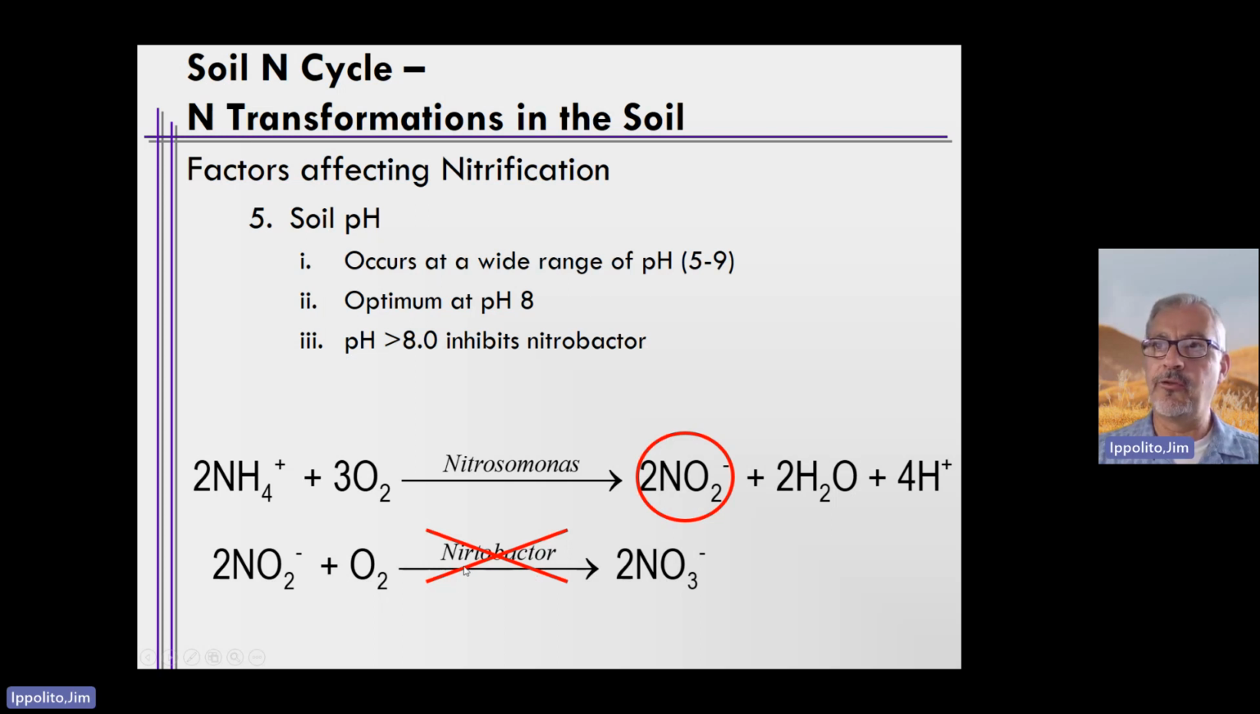Now, this X is a little extreme. Nitrobacter will be present, and it will convert nitrite to nitrate. The reaction rate, though, may be lessened because of simply less activity of this microorganism.